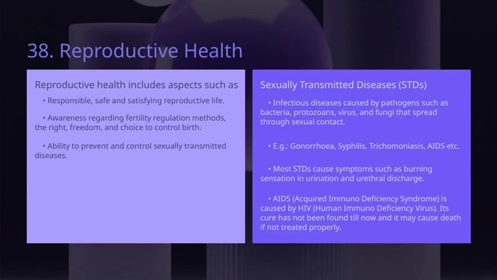Having a responsible, safe, and satisfying reproductive life is a goal for everyone. It involves making informed decisions, practicing safe sex, and being aware of reproductive health issues. Reproductive health encompasses many aspects. It's not just about avoiding diseases, but also about ensuring a healthy, balanced approach to sexuality and reproduction. It's about empowering individuals to make choices that enhance their overall well-being and quality of life.